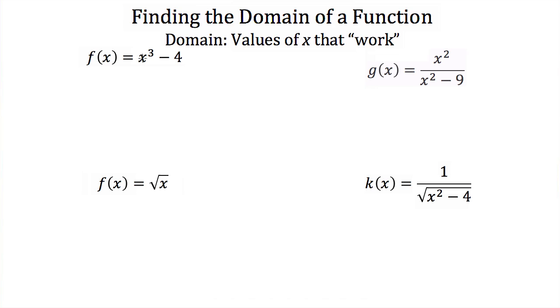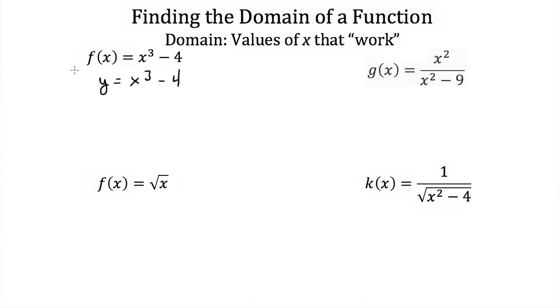Now, if we want to find the domain of this, we're looking for x values that don't make sense, that won't give us a value of f of x. Or if this was y is equal to x cubed minus 4, you're looking for values of x that will not give you a value of y. Because if you have a value of x that does not give you a value of y, then that value of x is not in the domain of this function.